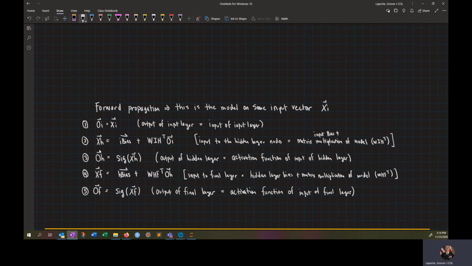Okay, so then the output of the hidden layer is simply the sigmoid of that. And then the next step is to take OH and multiply it by WHF transpose, WHF transpose times OH plus the H bias gives us our input to our final layer. And we take the sigmoid of our input in order to get the output. Okay, that's it. Hope you guys got something out of this one. We'll talk about error, back propagation of error, next class or next video.